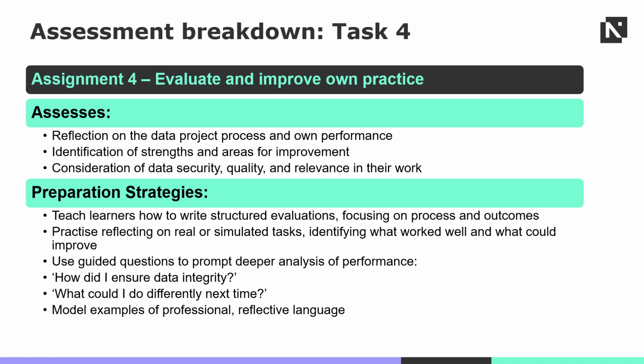And finally, some key tips across all 4 tasks is to help students understand how each part connects. So assignment 1 sets the plan, assignment 2 prepares the data, assignment 3 draws the conclusions, and assignment 4 reflects on the whole process. And embedding regular, low-stakes practice aligned to the performance outcomes can help build fluency and confidence. And above all, ensure that students feel comfortable with both the technical and communication aspects of the role. They don't just need to handle the data, they need to explain it, justify their actions, and evaluate their approach.